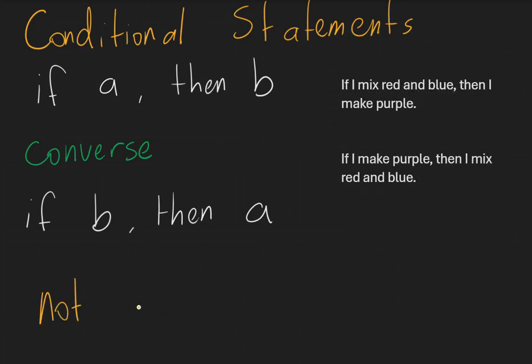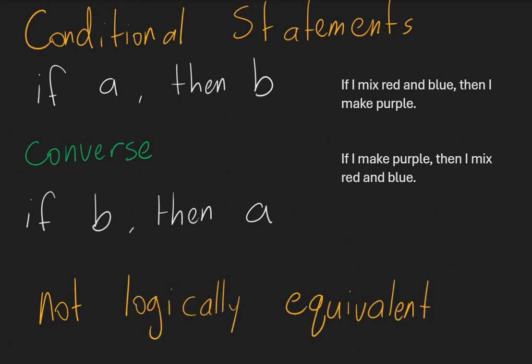We say that this means the converse is not logically equivalent to the original statement. Being logically equivalent means if one statement is true, then the other statement must be true, and if the one statement is false, the other statement must be false. A converse is not logically equivalent to the original statement.